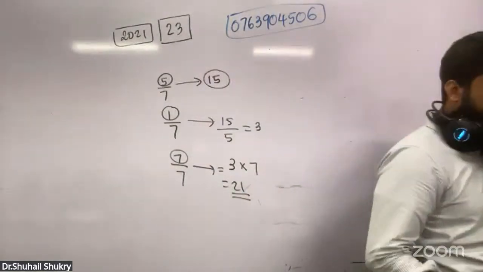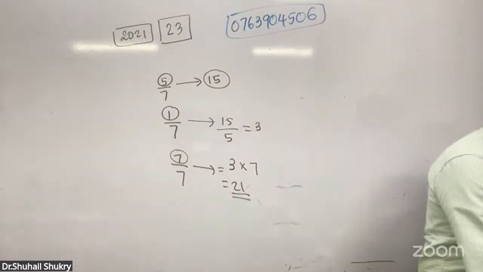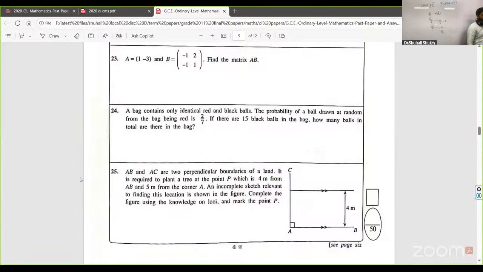Okay. Then we'll move to the next one. What is the next one? Next one is the 25th. AB and AC are two perpendicular boundaries of a land. AB and AC.